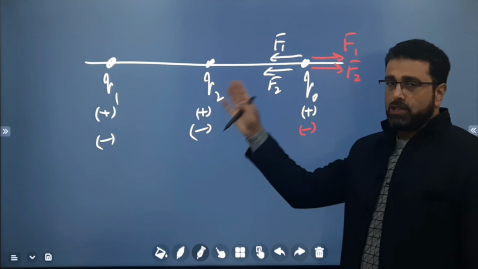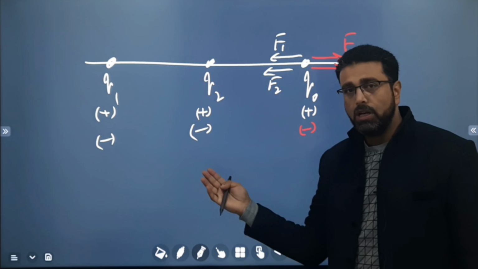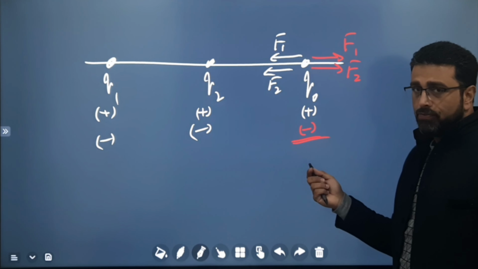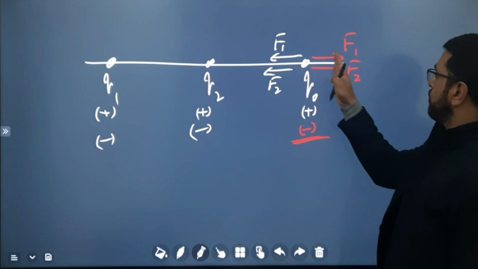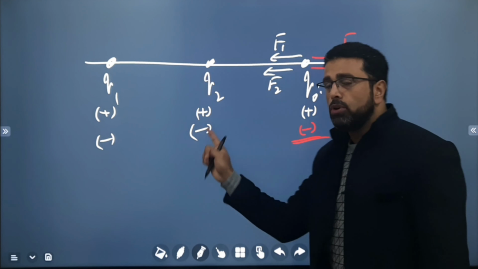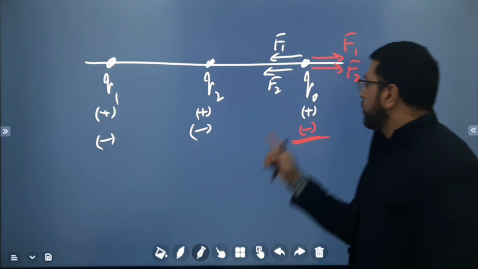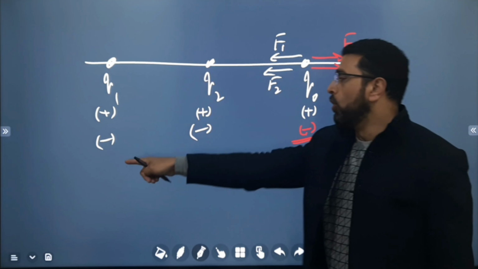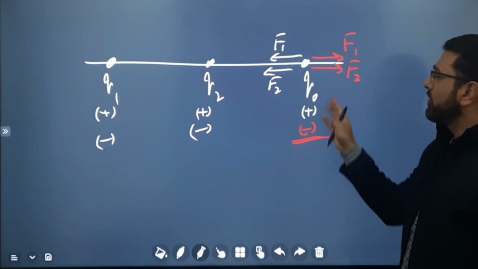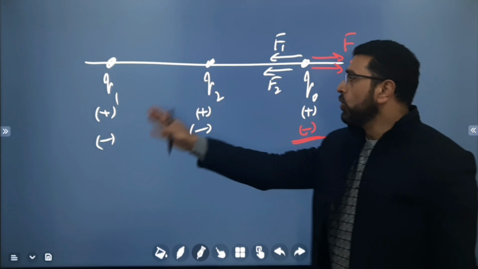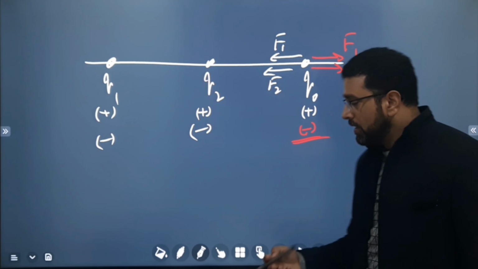So in whatever the situation, if Q1 and Q2 are like charges, either both positive or both negative, irrespective of the sign of Q0: when both are positive and Q0 is also positive, both forces are in the same direction. When both are negative and Q0 is positive, both of them are in the same direction. When both are positive and Q0 is negative, both are attractive forces. When both are negative and Q0 is negative, both are repulsive forces. So whatever the sign of Q0, it doesn't matter. If Q1 and Q2 are like charges, F1 and F2 are in the same direction, so they can't cancel out.